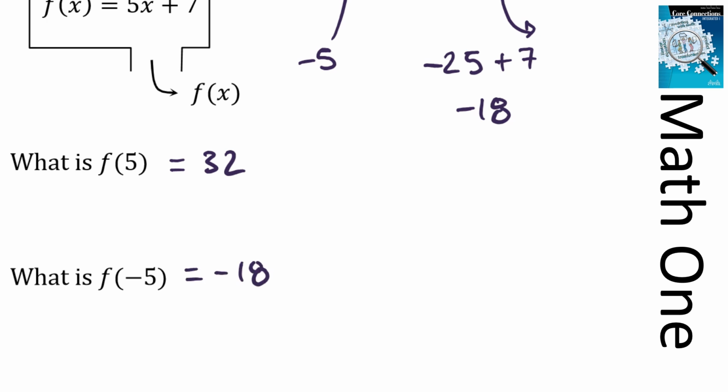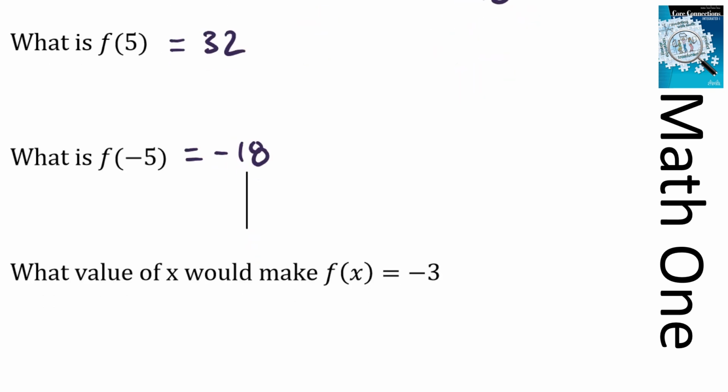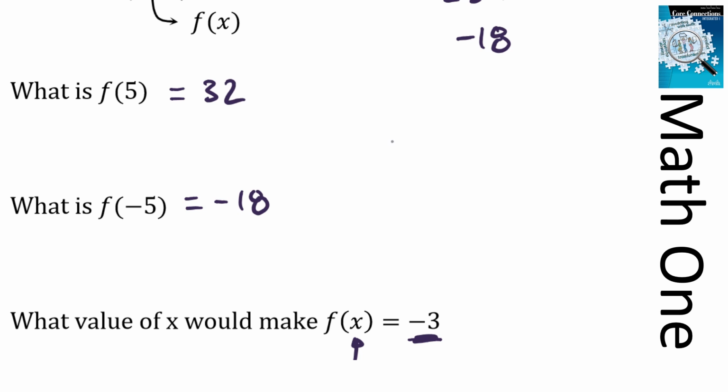And then the final question is a little different. It says, what value of x, what input goes into the function, would give you an output of negative 3? So probably the best way to figure this out is to say, look, here's my function. My function is f of x is equal to 5 times x plus 7. And the question is, what value of x would make the output of this function equal to negative 3? So f of x represents the output, so I can just go ahead and put a negative 3 here. So now my question is, what value of x makes this true? What value of x would make this equal to negative 3?